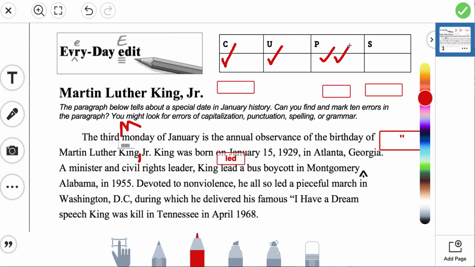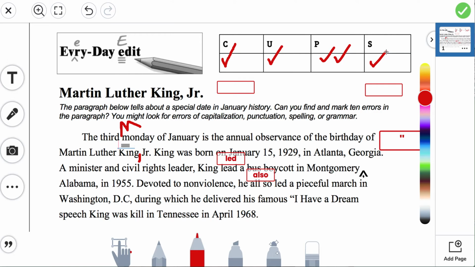Devoted to nonviolence, he also led. Look at the word also. Should it be 2 separate words with an extra L or 1 word? The word also is always 1 word. So move one of the text boxes over and spell it A-L-S-O. Now that was what kind of error, 4th graders? That was a spelling error, changing the spelling of also.